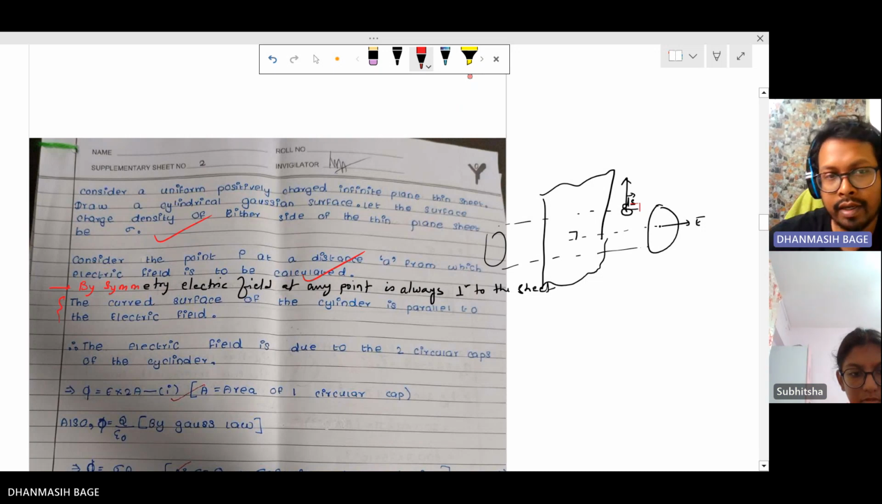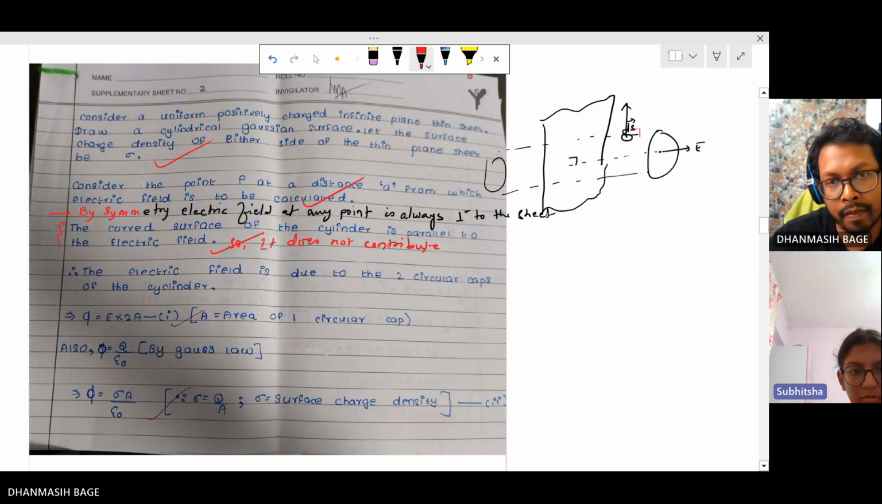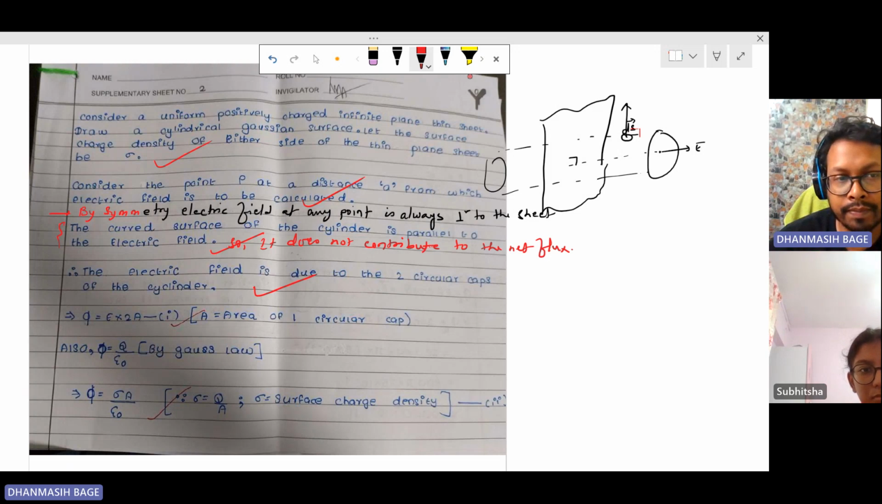This is the thing. And the curved surface area of the cylinder is parallel to the electric field. Correct. This makes sense. The electric field is due to the two circular caps. So the curved surface area does not contribute to the net flux. The electric field is due to the two circular caps only, and then you can write E times 2A.